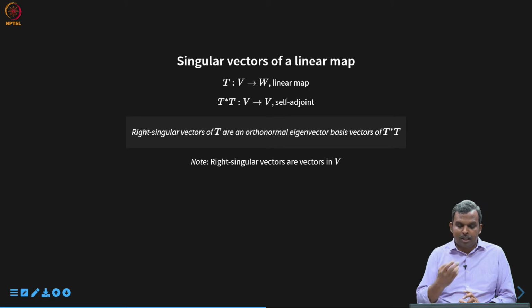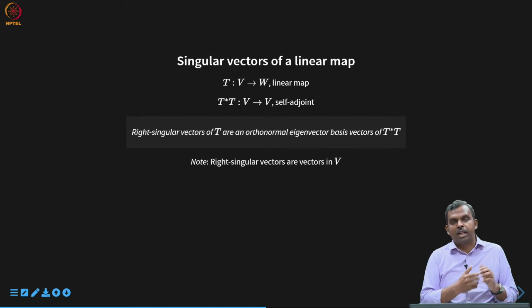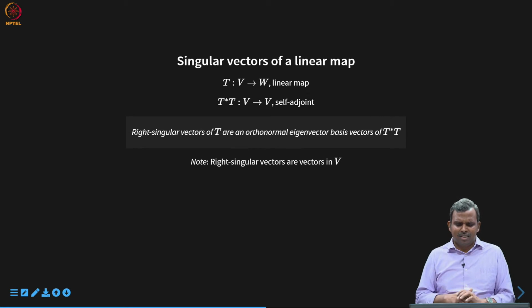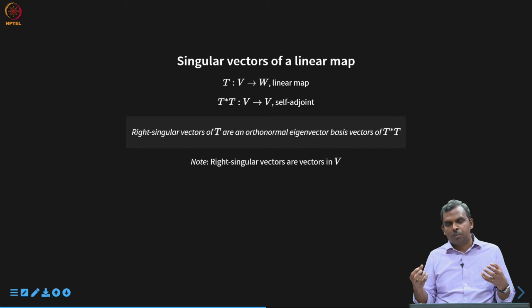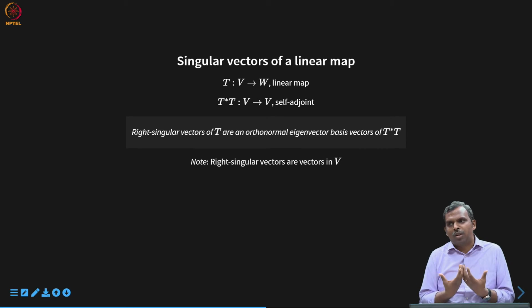Okay, so you pick whatever orthonormal eigenvector basis you want for T star T, and those would be called right singular vectors. So it's sort of an easy definition in some sense. Singular values are eigenvalues. Singular vectors are simply the corresponding eigenvectors, right? T star T and the square root of T star T have the same sort of eigenvector basis in some sense, right? So it's okay to define it with T star T in this case.